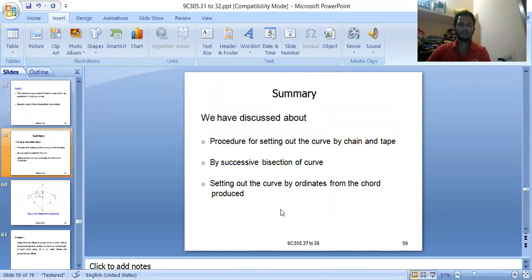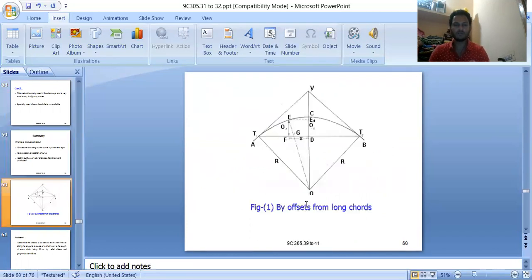So from this we can understand how to set the curve by chain and tape using different methods like successive bisection of arcs, successive bisection of curve, and setting out the curve by coordinates from the long chord.